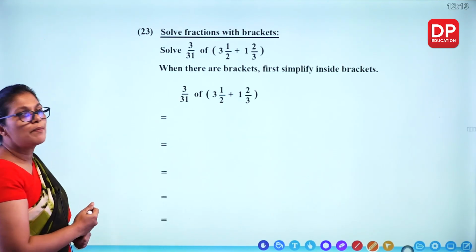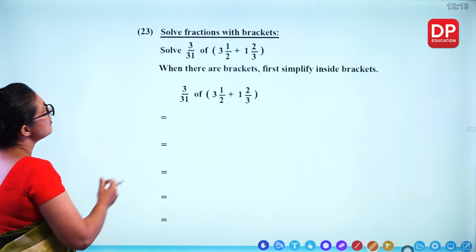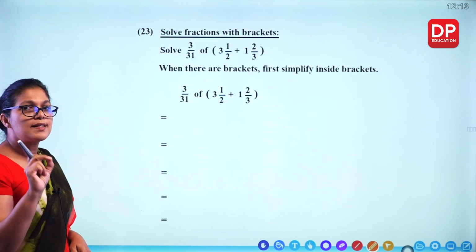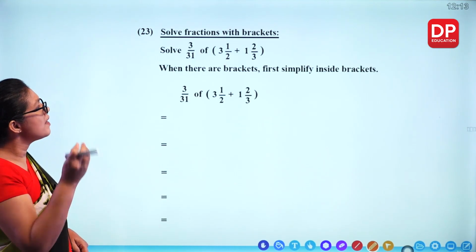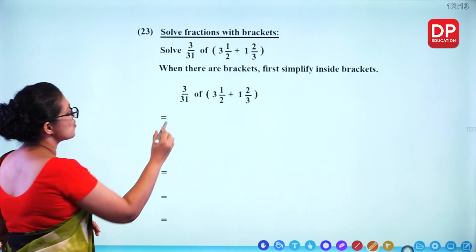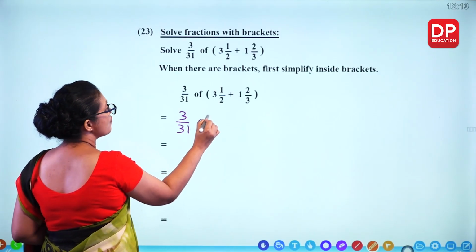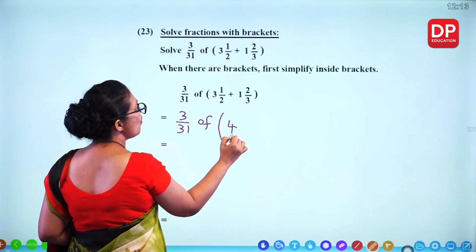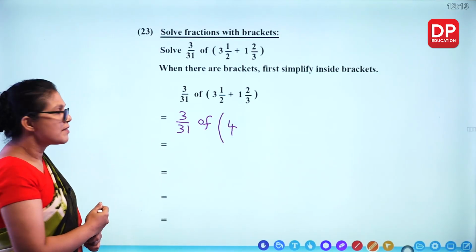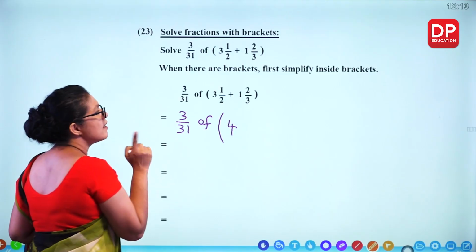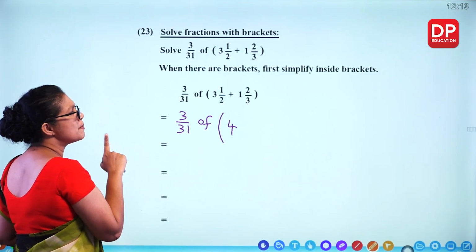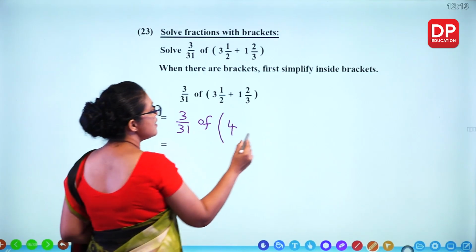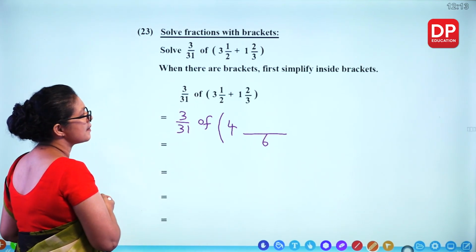Solve fractions with brackets. Now look at this one. Of is there as well as brackets are there. So when you get brackets, first simplify inside the bracket and then consider the other numbers. So we'll take 3/31 of. We'll do this one separately. 3 plus 1, 4. Now you need to convert to the lowest common multiple. 2 and 3. Largest one is 3, but 3 is not divisible by 2. Take the next multiple, 6. 6 is divisible by 2 and 3. So the lowest common multiple is 6.